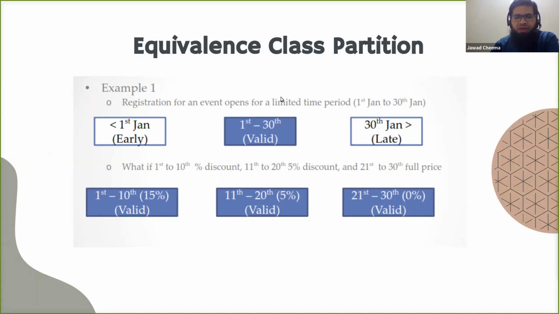Even if I have tested 10 different values and all of them lie in this range, then my testing is not complete, right? But if I have tested just three values and each lies in a different range, then I can trust that testing a bit more, right? And similarly, if I have divided the dates from 1st to 30th further based on the percentage of discounts, I will have to again divide this valid class into multiple values, right? So these again help us optimize our test cases, right?